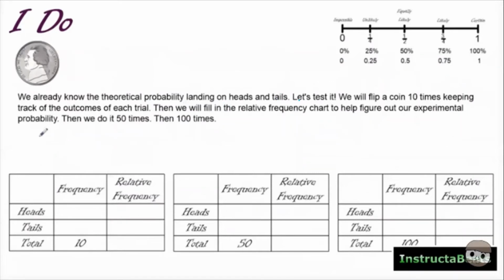We will flip the coin 10 times, keeping track of the outcomes of each trial. Then we will fill it in the relative frequency chart to help figure out our experimental probability. Then after we do the 10 times, we are going to do 50 times. After 50 times, then we will do 100 times tossing our coin. Okay, so let's start.